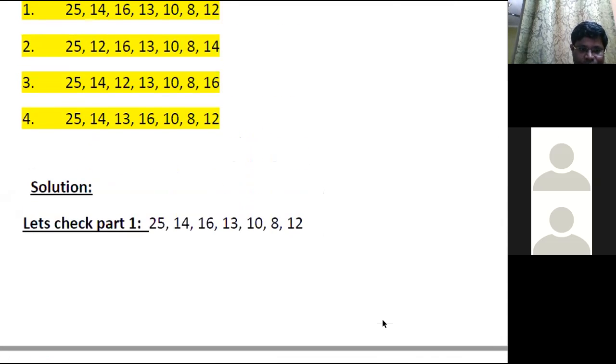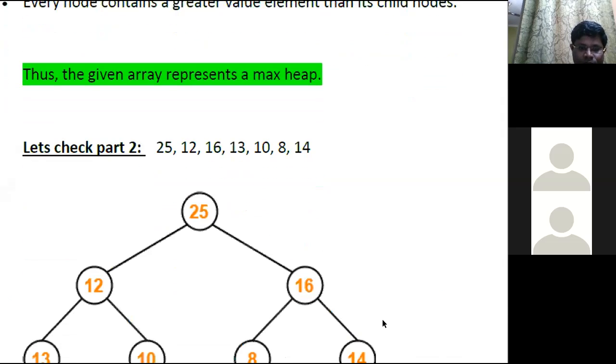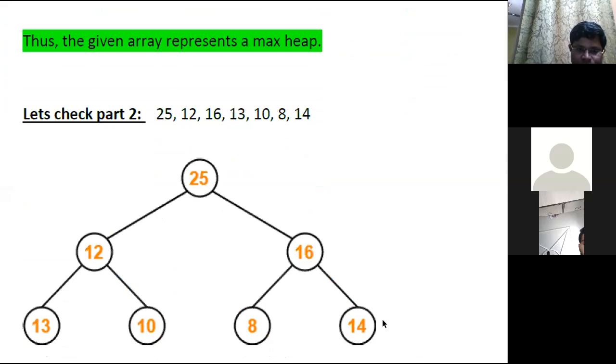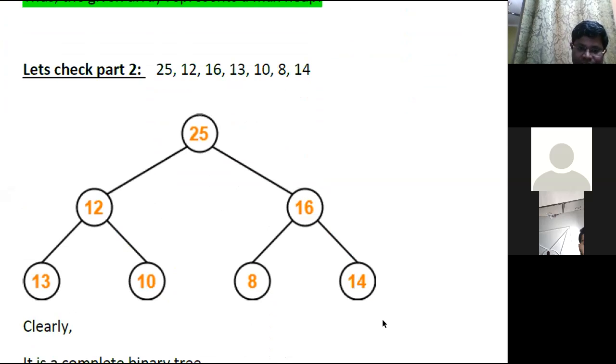Now again, we proceed to the second part, that is 25, 12, 16, 13, 10, 8 and 14. So again, first insert the root 25. The next element is 12, 12 will go to the left of 25. Then 16, 16 will go to the right. Again, the 25 root place is full. So just proceed to the 12 and then insert elements at the leaf nodes here.